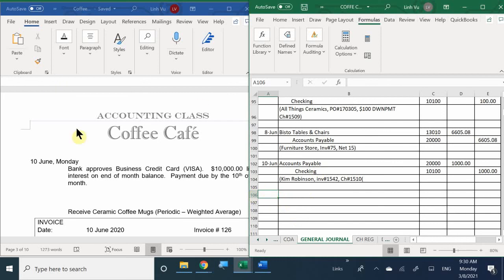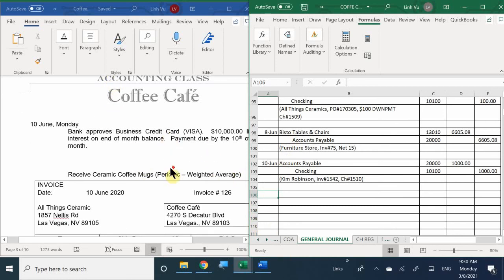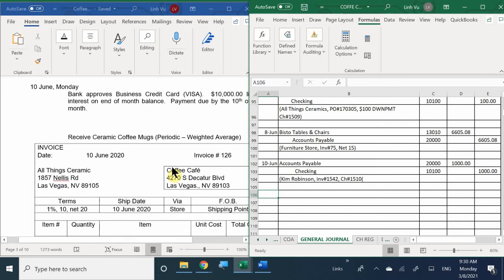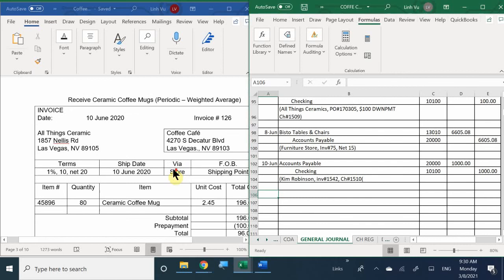So in this case, we just received the card, right? The bank approved it. We didn't use it. We haven't received a bank statement. So therefore, we're not going to actually record that, right? So then what has happened next?